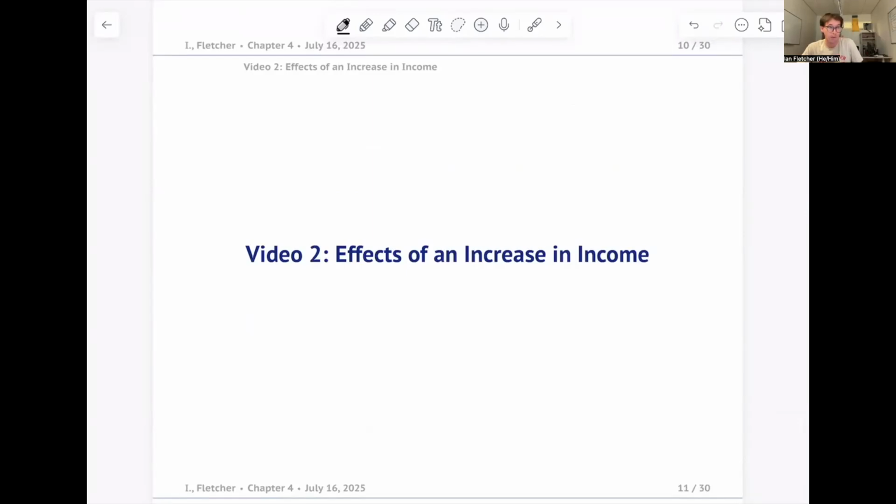Okay, so now we're going to be looking at the effects of an increase in income.